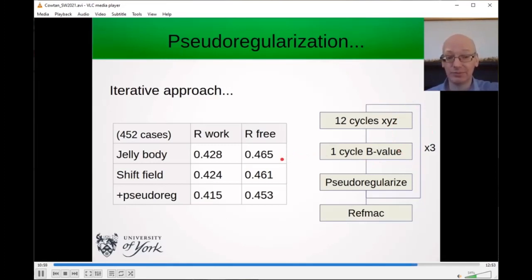And comparing this to existing methods, jelly body and shift field refinement were broadly similar, with a very slight benefit to shift field when averaged over 452 cases, although the methods are complementary, sometimes one is better than the other. If we add pseudo-regularization, we tend to drop about another percent in R factor. So that's quite a significant further improvement, especially given that that's concentrated in the subset of structures which have large domain shifts. A lot of them were well refined already, and they see no benefit. So the benefits can be quite significant.